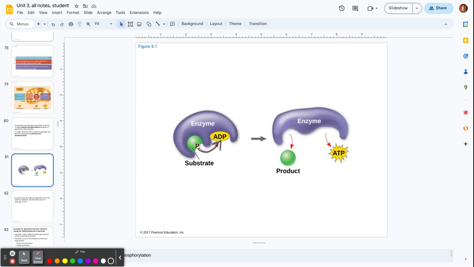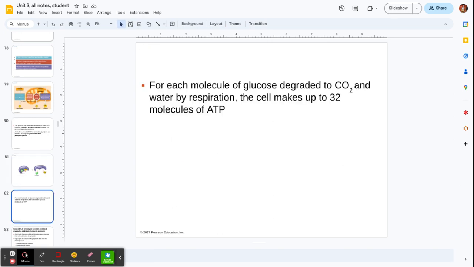And it's a one-stop shop. There's one step, phosphate gets added on, and you're done. That's nice and simple, but it's also the least efficient, and you don't get much energy that way. So although we do it, it's not as important as the other ways that we generate ATP, which is the oxidative one we'll talk about later.